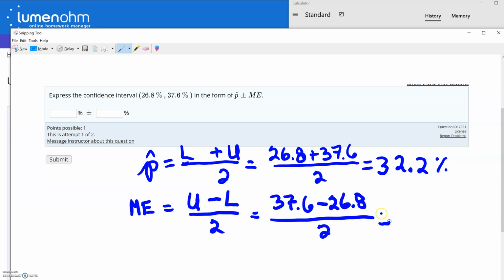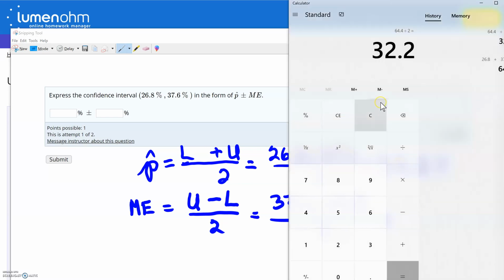Again, I will use a calculator for some assistance. So let's go back to my calculator and clear out what we have here. All right, 37.6 minus 26.8 equals. So when I do that equals, and then you want to make sure you do that, otherwise if you divide by 2, you're not going to get the proper answer, because it'll only be dividing the second term by 2 because it's doing order of operations with PEMDAS. All right, so now I have my 10.8. Let's divide by 2. And my margin of error would be 5.4.